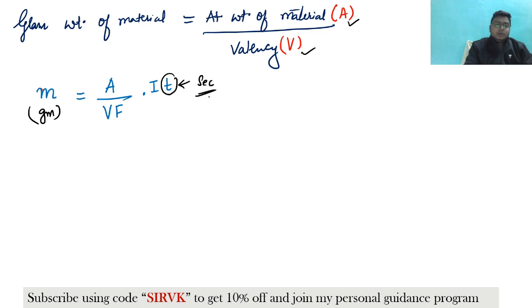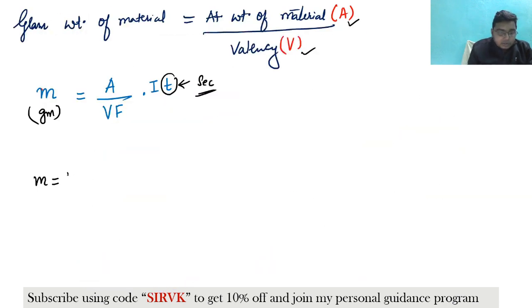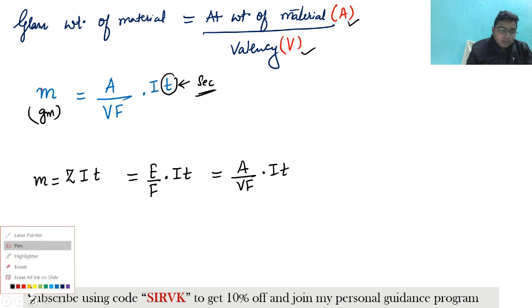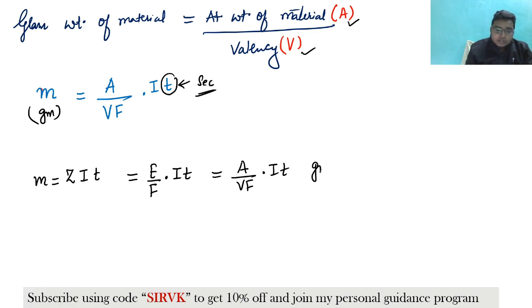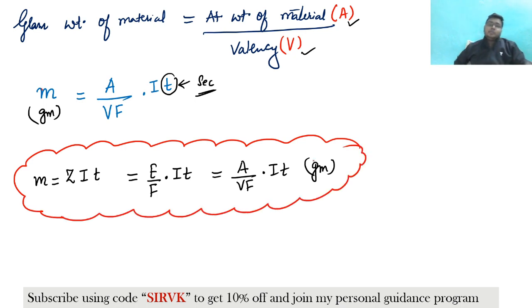Clear? Now try to understand what formulas I have written. The first thing I have written is that M is equal to Z I T, where Z is nothing but E by F into I T. Again I have split this E into A by V, that is A by V F. Just remember these formulas are very much important. And the unit will be in gram. So this is the formula in a nutshell. In a nutshell, this is the mass that is going to be removed during the electrochemical machining process.